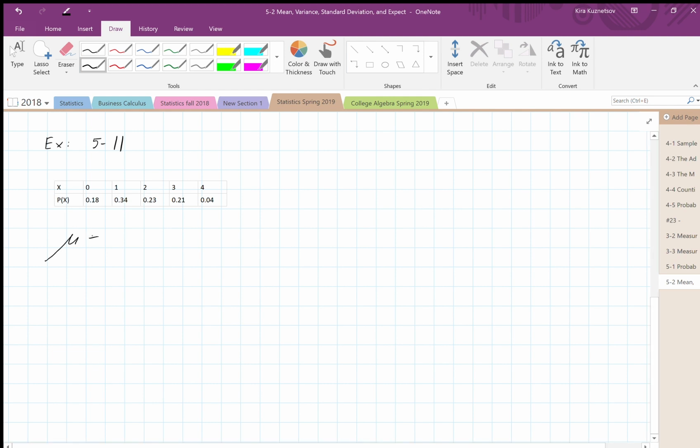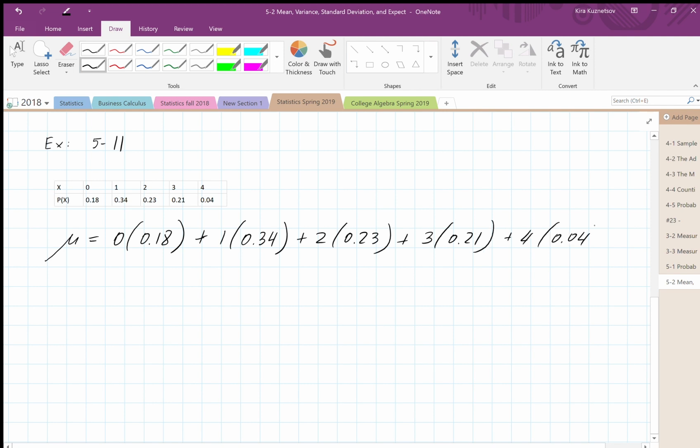So let's start with the mu. The formula for the mu is taking the x, multiplying by its probability. So the first one is a 0, so it just goes away. 1 times 0.34. The next one is a 2 times 0.23. The next one is a 3, 0.21, and 4, 0.04. Putting this into a calculator very carefully, you should be getting 1.59.